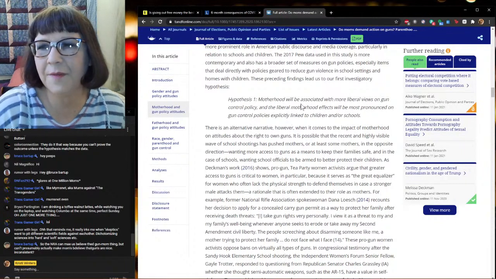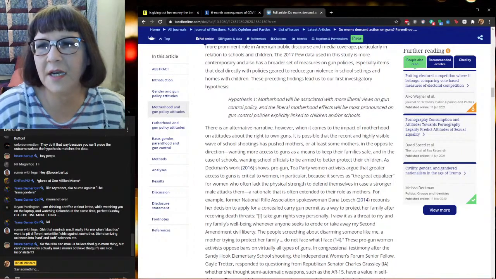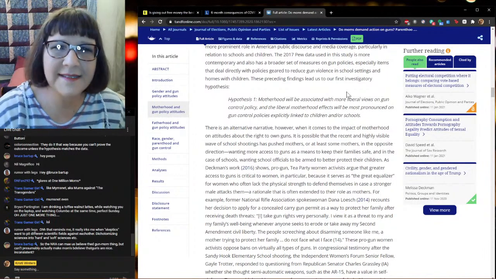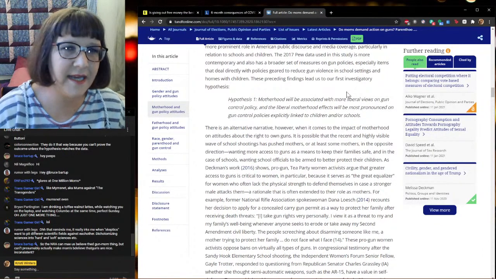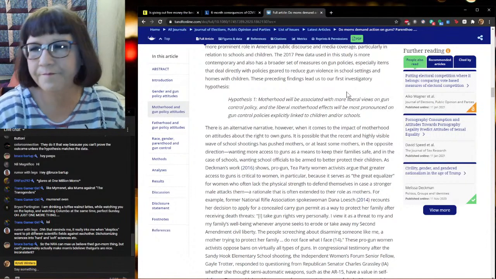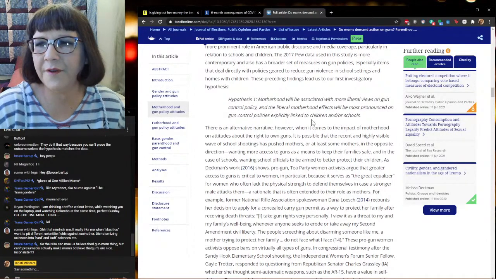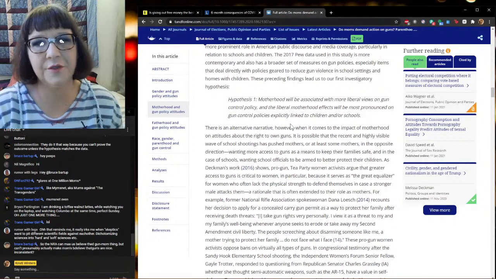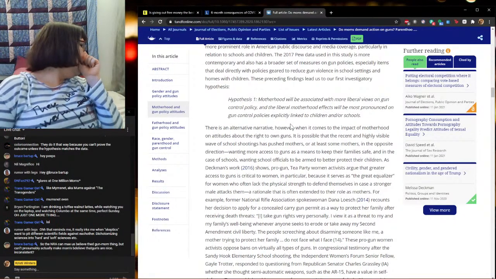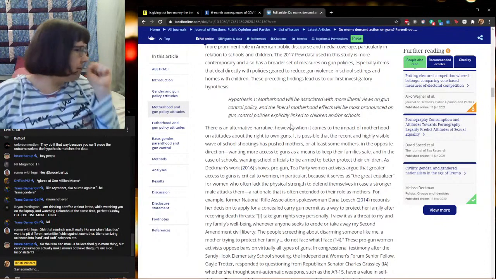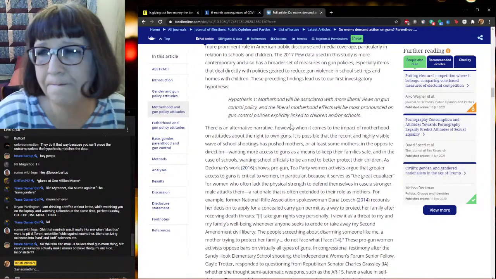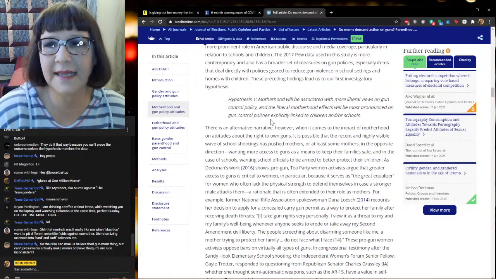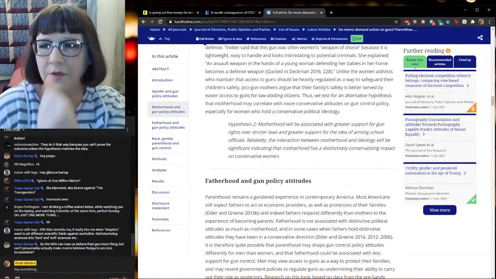Hypothesis 1: motherhood will be associated with a more liberal view on gun control policy. More liberal views, okay, that's slightly imprecise language, but basically they're saying a positive coefficient. And the liberal motherhood effects will be most pronounced on gun control policies explicitly linked to children or schools. And that's an interesting way that they're able to, maybe from the questions that were asked, get that level of nuance here.